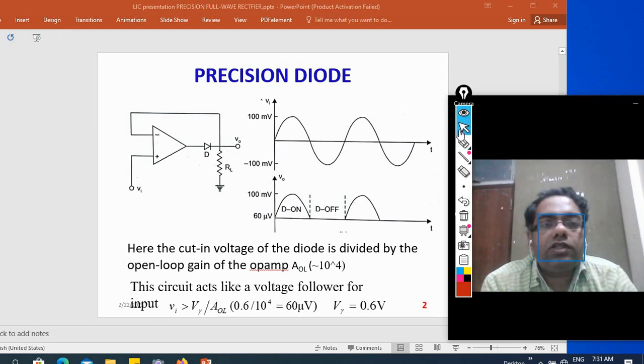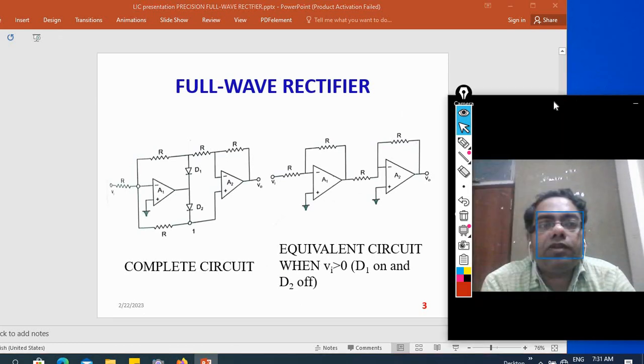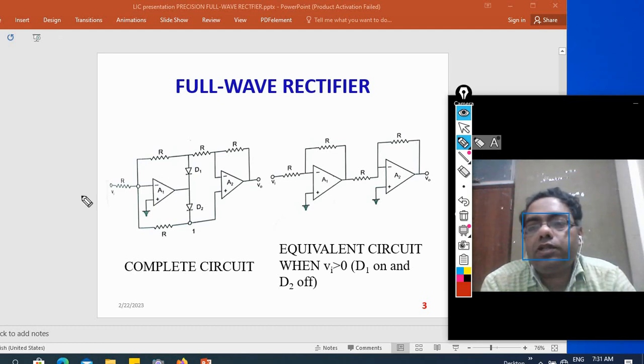Now this principle we have already seen for the half wave rectifier. Now the same thing we can see for the full wave rectifier. In this full wave rectifier, this is the circuit. Here you can see that there are two diodes and an op-amp. The input signal is applied here, at the inverting input.